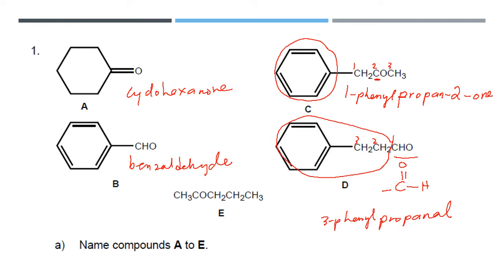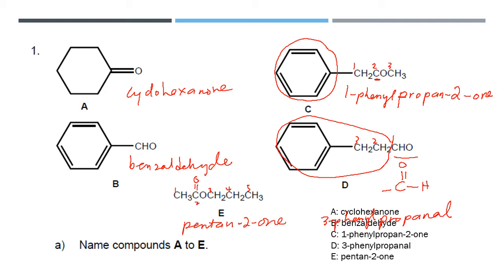And finally, number E, this is a ketone where the second carbon is having a carbonyl group. So how many carbons are there? 1, 2, 3, 4, 5. This is a pentan-2-one. All right. There you go. The list of the answer for 1A.